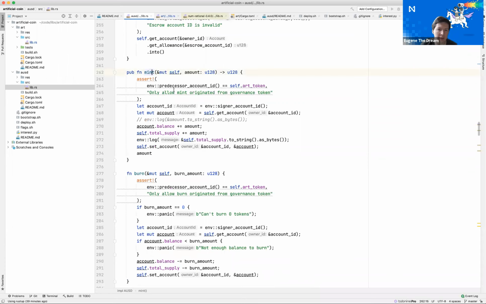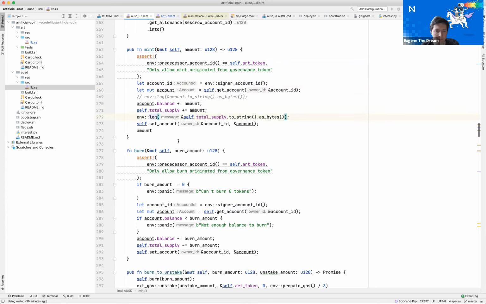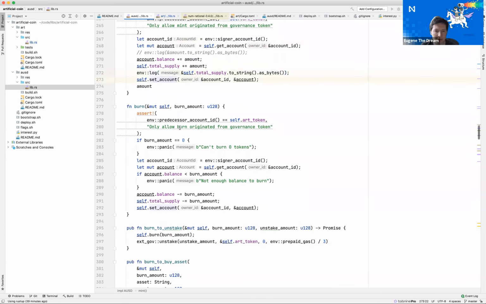Okay, mint. So we verified that this is called by art token, which is good. Now we rely on the signer account ID, but we should rely on the predecessor. That is signer, that is passed here. So mint should take the account ID on which to act. We increase the balance, increase total supply, and save the account.